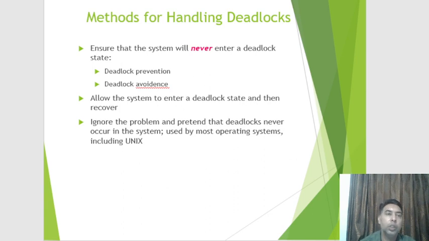Although deadlocks are rare conditions, even if a deadlock occurs, we can handle it by the deadlock detection and recovery technique. This technique consists of two phases. In the first phase, we examine the state of the processes and check whether there is a deadlock in the system. If we find any deadlock in the first phase, then we apply the algorithm for recovery of the deadlock. So this is all about deadlock.